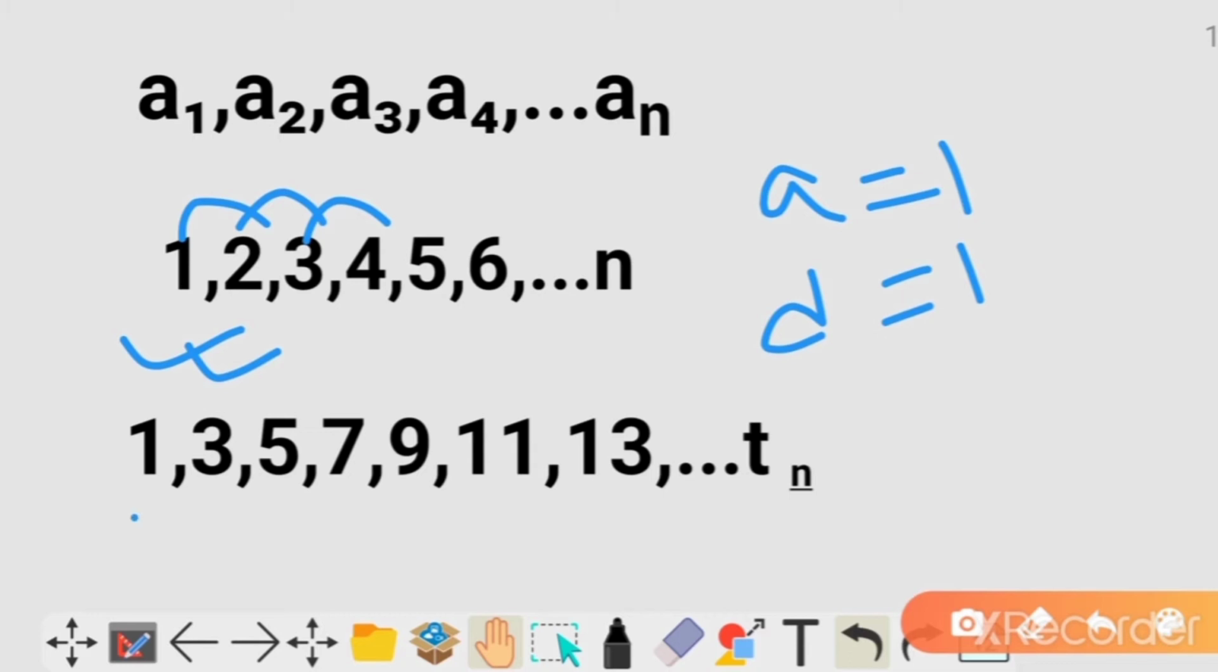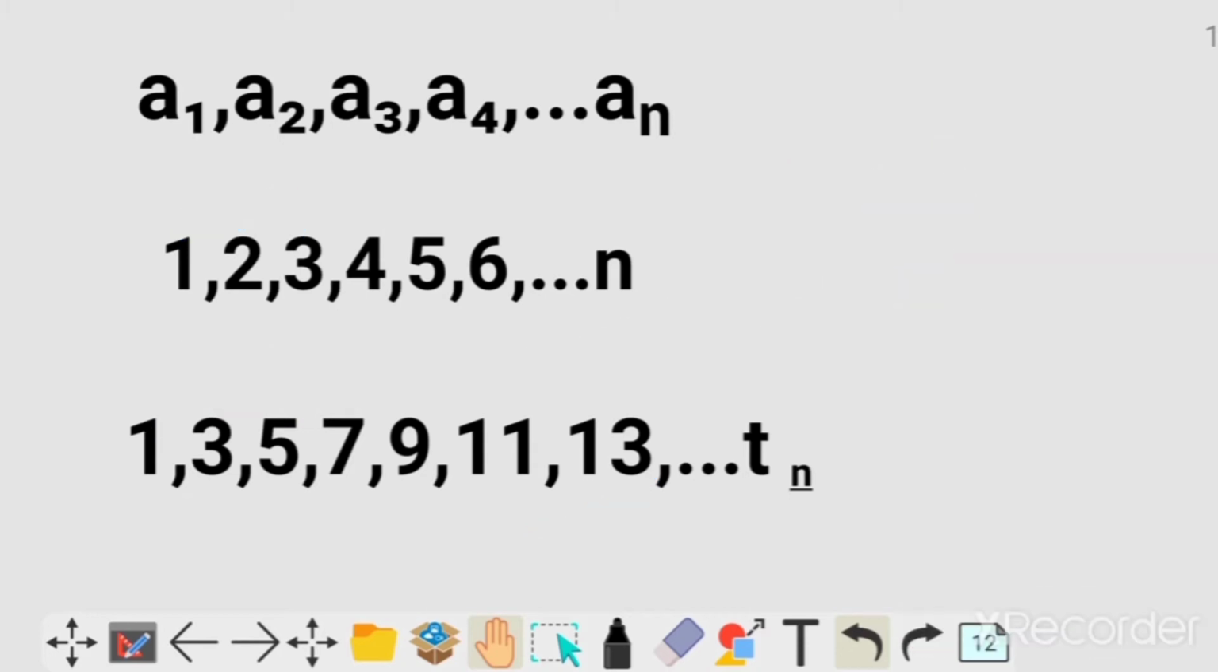But for the second series, here a is equal to 1. If you look at d, here 3 minus 1 is equal to 2. 5 minus 3 is equal to 2. 7 minus 5 is equal to 2. So here d is equal to 2. So these two are also arithmetic progressions or AP series.